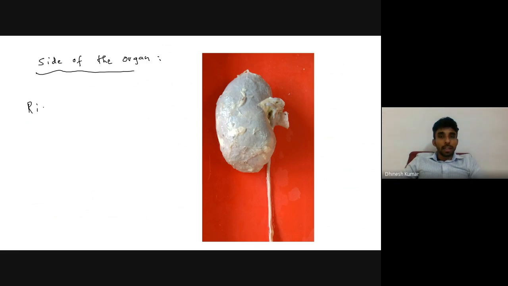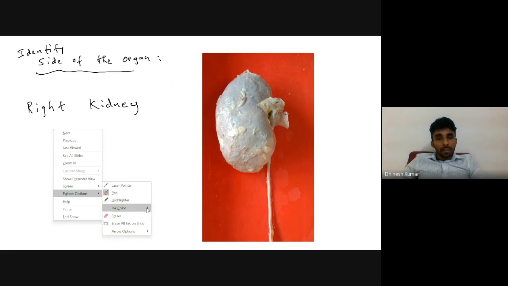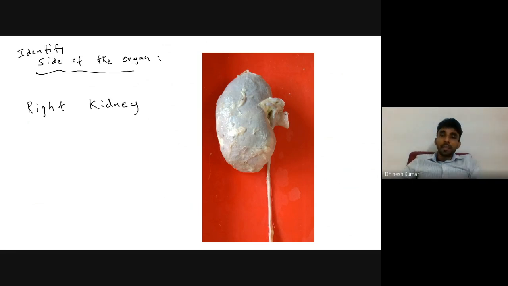This is the kidney of the right side. Right kidney is the answer for this question: identify the side of the organ. The answer is, it is the right kidney. Okay, fine. Now I want to ask you how I am saying this one as the right kidney, because right now I am tracing the lateral border of the kidney.